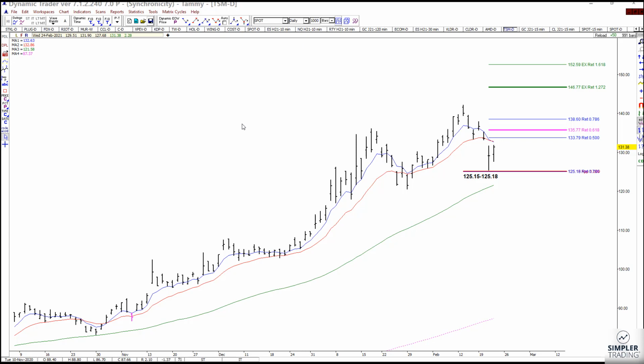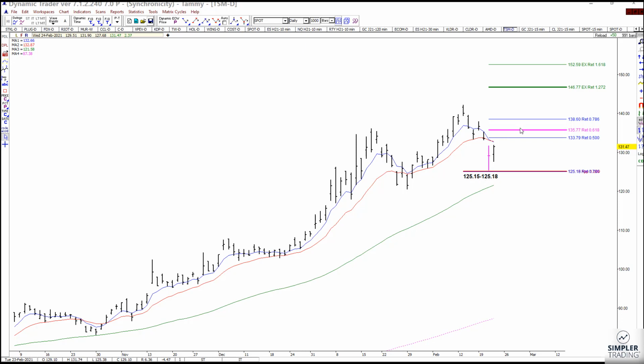I just wanted to give you a setup in TSM. I am really not familiar with this stock. It's the Taiwan Semiconductor Manufacturer, but I had a request for it in my room today, so I wanted to show you the setup because I do like it. The setup is 125.15 to 125.18.